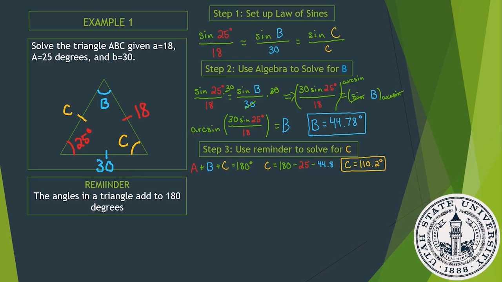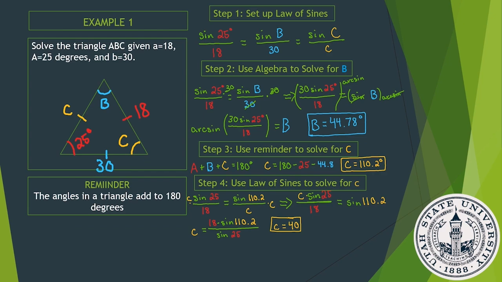Now, we just need to solve for side C. We can use the law of sines again to solve for this side. Again, algebra can be done to get C by itself, and then once plugged into a calculator, we get that C is equal to 40. Now that we have all these pieces, we have completely solved the triangle.